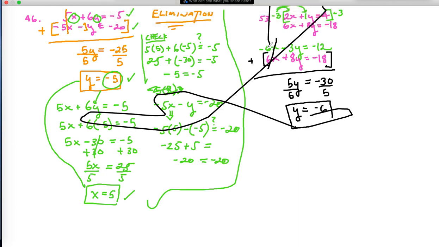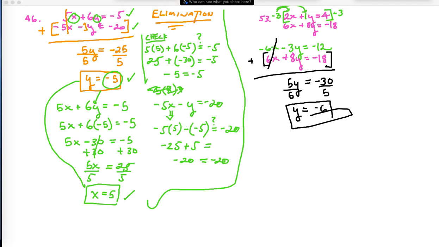shake, stop, malfunction. There we go. Okay. Wait, let's undo a little bit more.